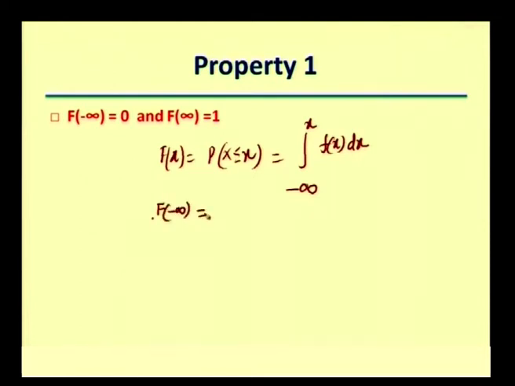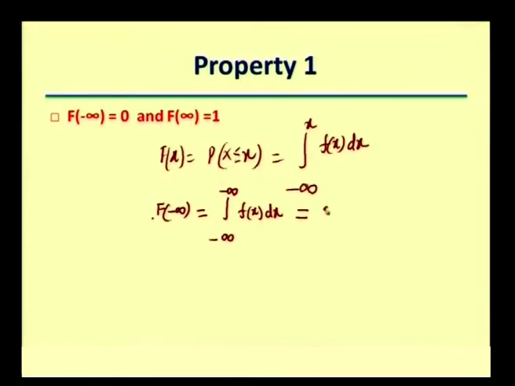So in the place of small x, if I put minus infinity, then I have to use the integration from minus infinity to minus infinity of f(x) dx. An integration from the same point to the same point is not possible in the continuous case, because continuous means it has to take values in an interval. Therefore, from minus infinity to minus infinity, the value is 0.